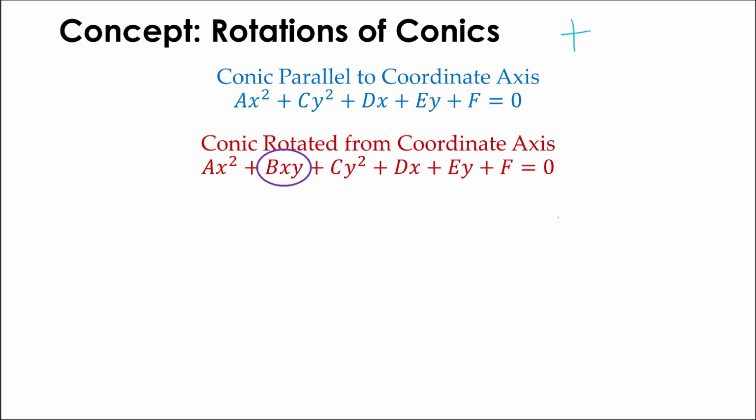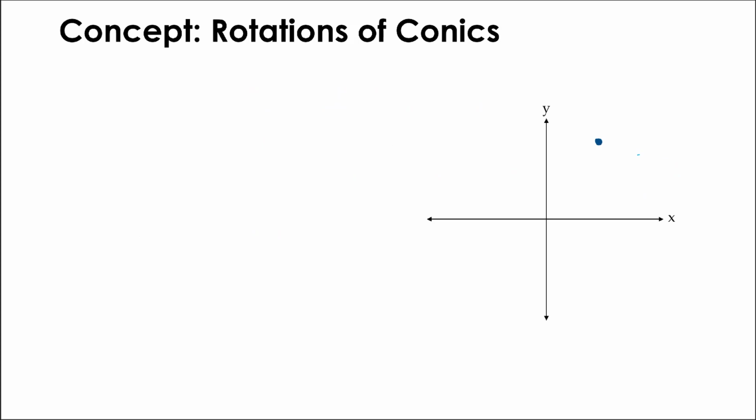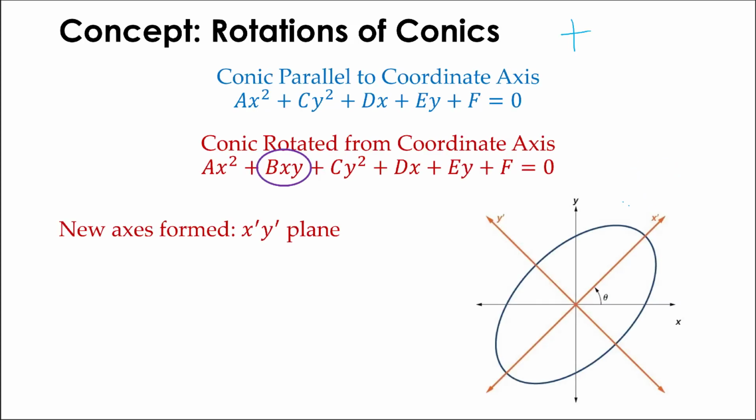So what happens is we need to think of this in terms of the new axes that are formed, and we call it the x prime y prime plane. What does that look like visually? It looks like this right here.